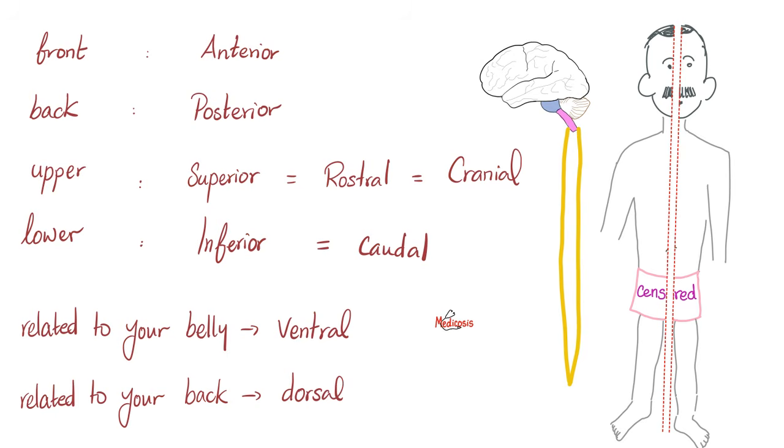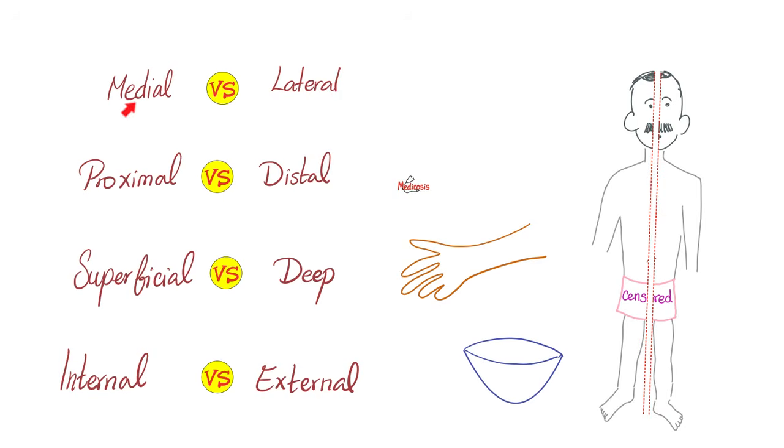If something is related to your belly, it's ventral. If something is related to your back, it's dorsal. Ventral, dorsal. The opposite of medial is lateral. The opposite of proximal, which is right here, is distal, this way. The opposite of superficial is deep.